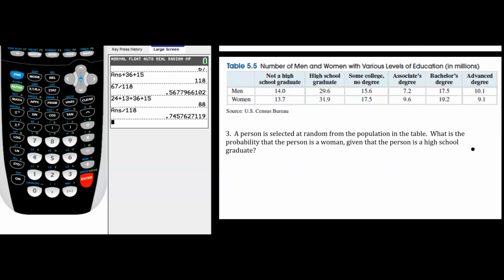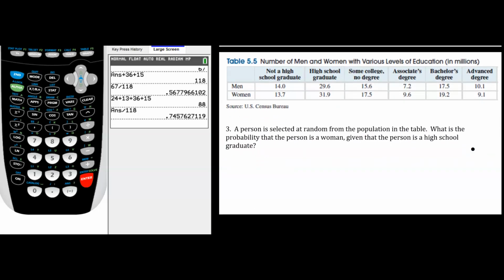In example 3, we've got a table of the number of men and women with various levels of education. Now, just to be clear, when you look at this table, these headings represent the highest level of education. And so let's keep that in mind as we look at the example now. So it says a person is selected at random from the population in the table. What is the probability that the person is a woman, given, there's that word that we've seen a number of times, given that the person is a high school graduate? So given that high school is the highest level of education.